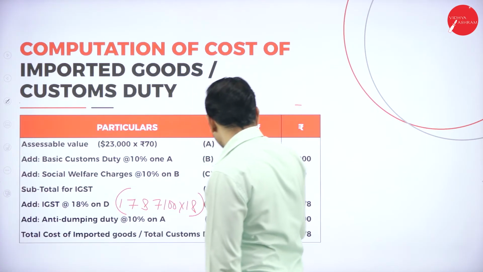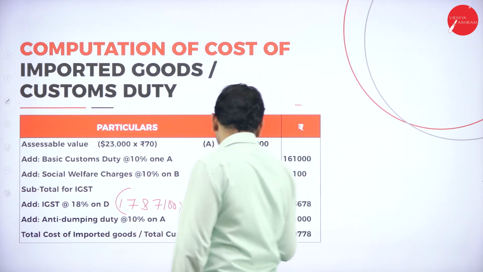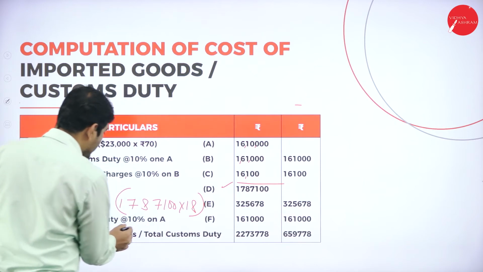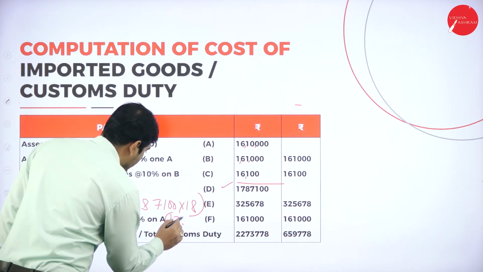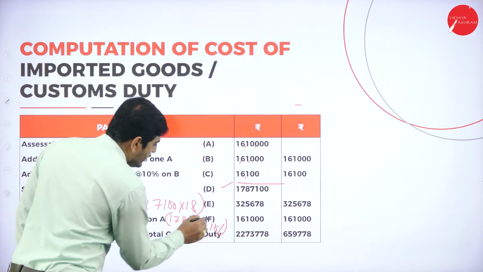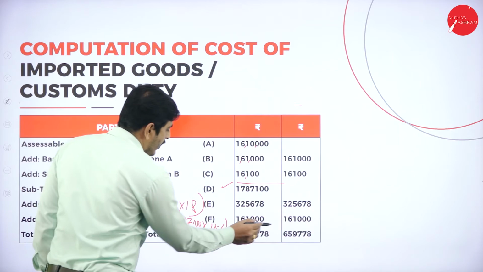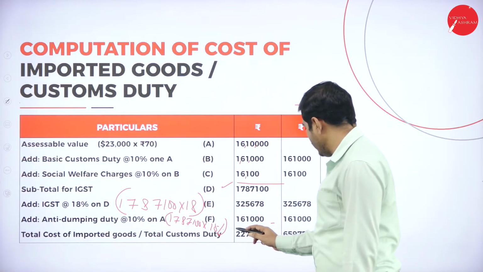It is 3,25,678. Again, on 17,87,100 we should calculate 10% anti-dumping duty. So 17,87,100 into 10%. So it is anti-dumping duty. If you add all these things, total cost of supply or total value here.